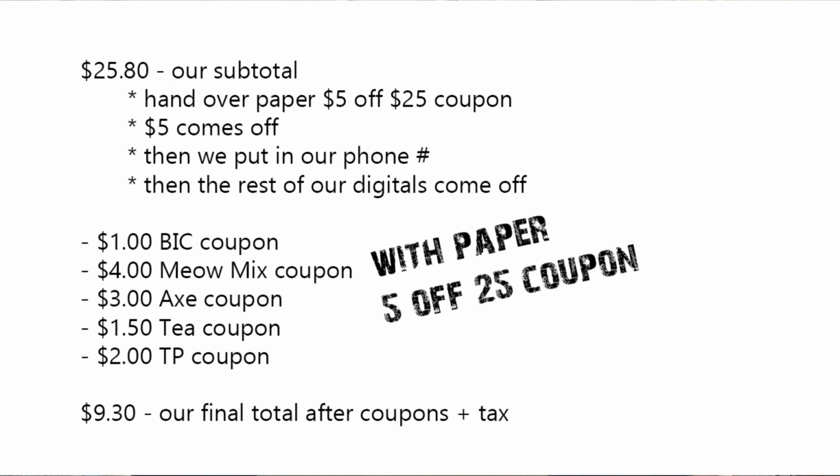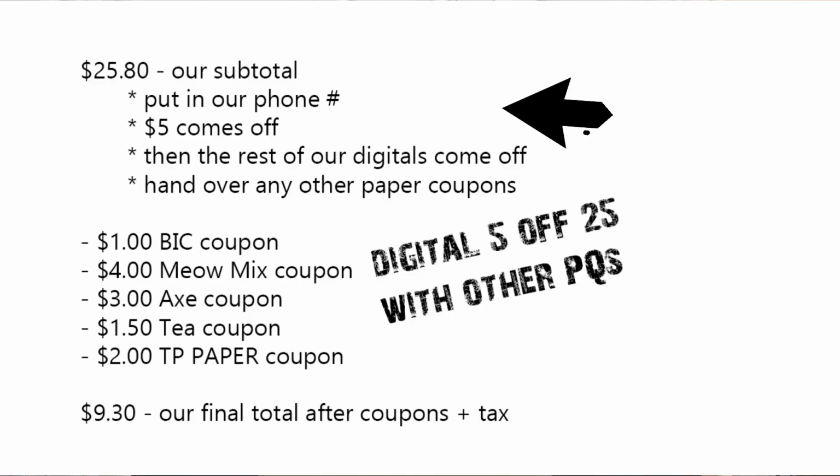You want to make sure that $5 is coming off first because you want the register to see that you're spending $25 before it takes off all those other coupon amounts. Otherwise, that $5 won't come off. Does that make sense? If you have any questions about that, leave them in the comments down below. I know that can be a little bit confusing for some people. You definitely want to make sure $5 comes off before everything else. That way, the rest of those coupons will come off and everything will go smoothly.